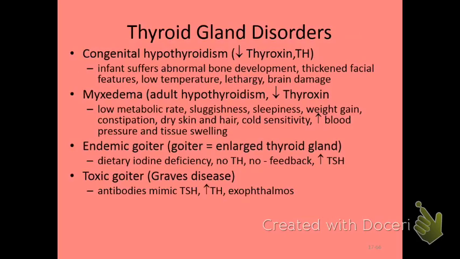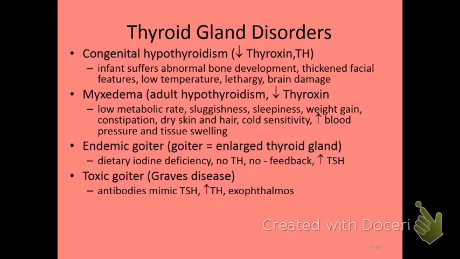Congenital hypothyroidism means decreased thyroxine. The infant suffers from impaired bone development, thickened facial features, low temperature, lethargy, and brain damage. It's called cretinism. Myxedema has, again, a low metabolic rate. This is low thyroxine in adults. I've noticed you'll see this more in females than in males.